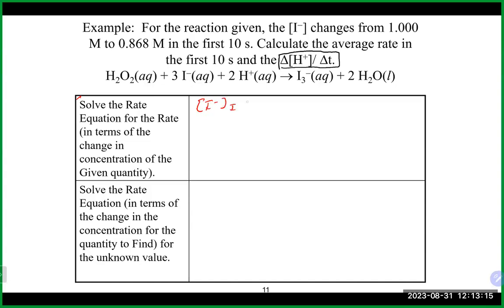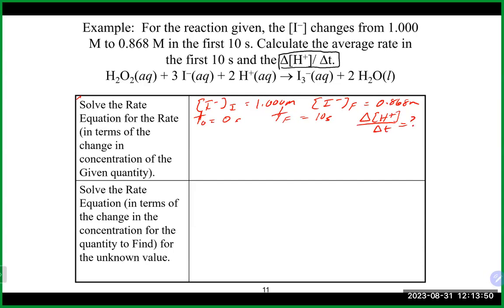We have the initial concentration of 1. We have our final concentration here of 0.868. We have our initial time of 0 seconds and our final time, we'll go with lowercase t, is 10 seconds in this case. And we're looking for the average rate and how the concentration of H plus is changing over time.